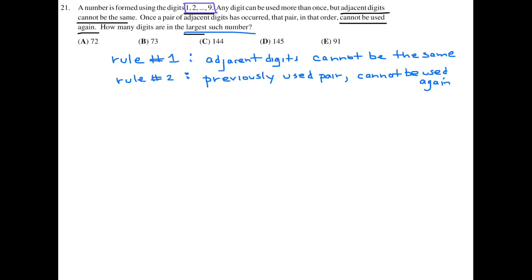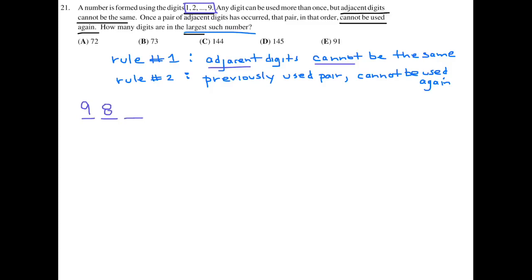If we want the largest such number, we begin with the largest digit, which is 9. Now we get to the second digit. Can I use another 9, because I want this digit to be as large as possible? The answer is no, because adjacent digits cannot be the same. So I can't put 9, 9. But can I put 9, 8? Sure, I can do that.